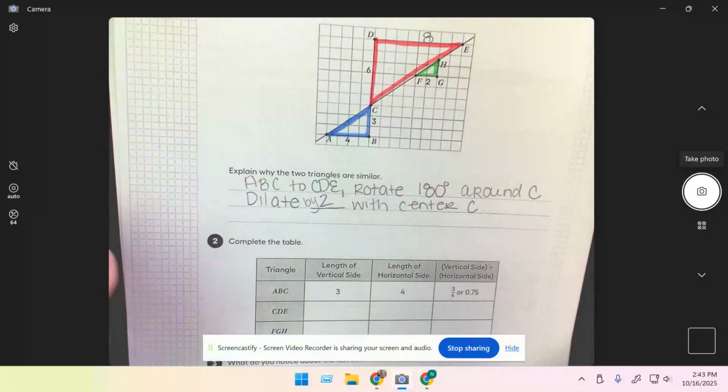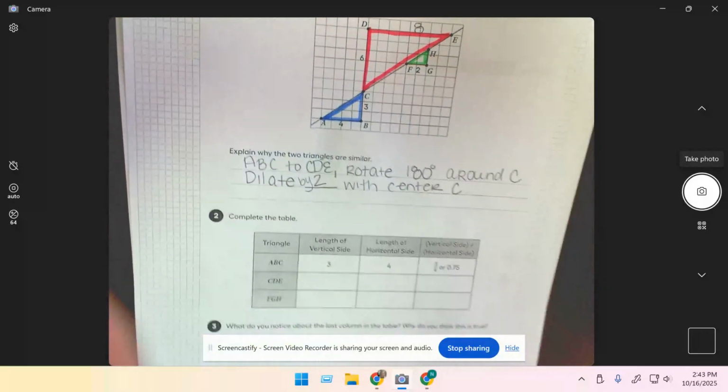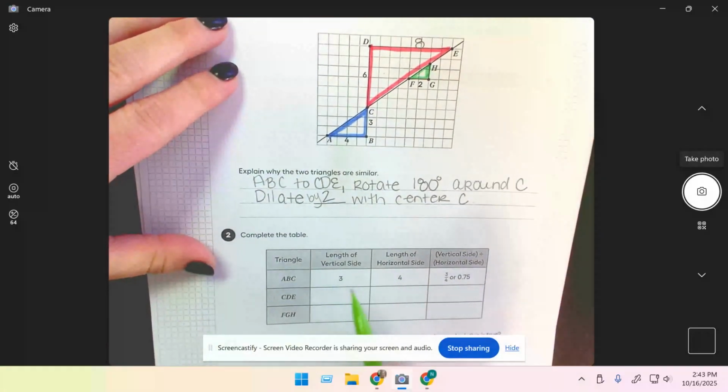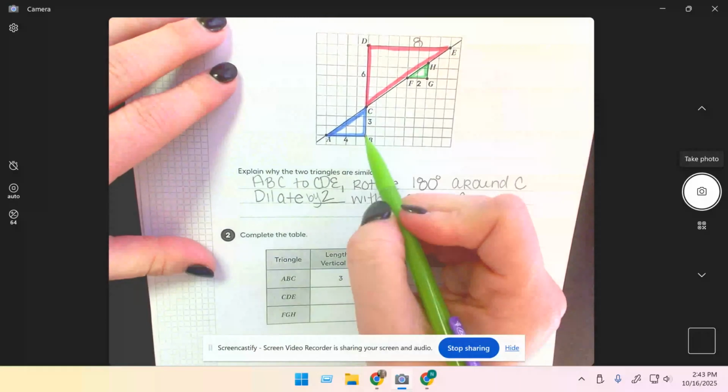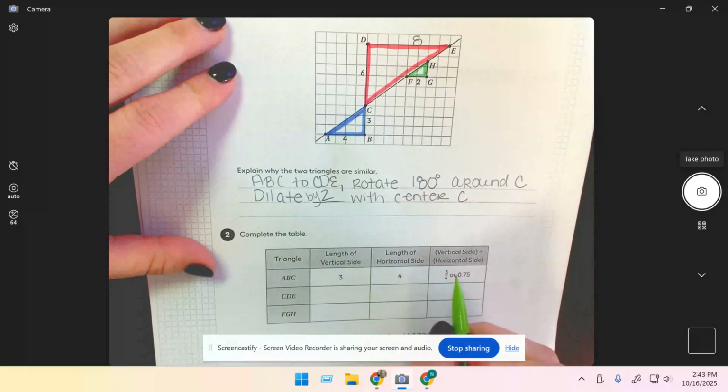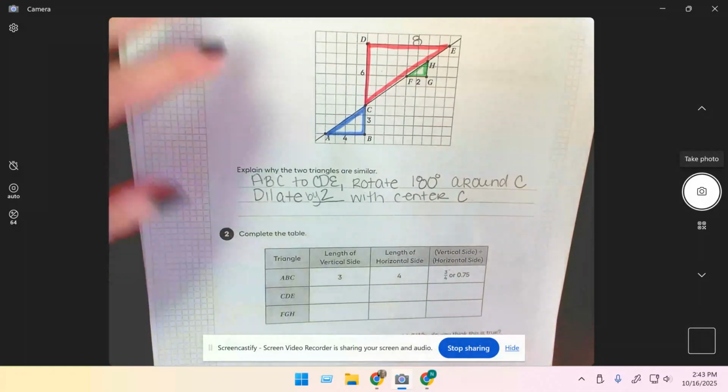Okay, let's look a little closer. Now we're going to fill in this table below. The first one is done. So ABC, the vertical side is 3. The horizontal side is 4. So we do vertical over horizontal, so the ratio of the sides is 3 to 4.